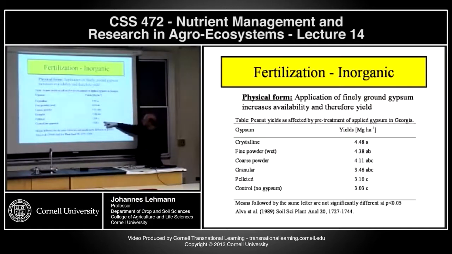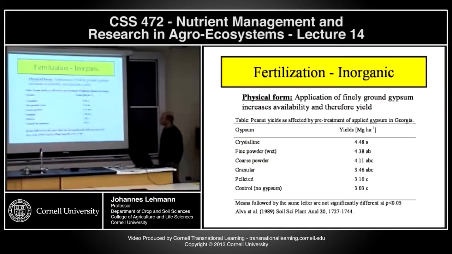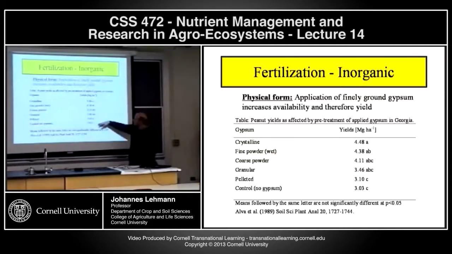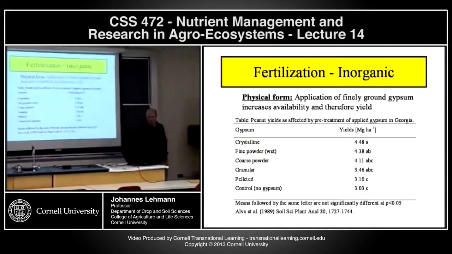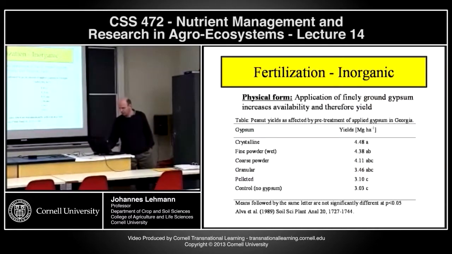And you can see just by doing that, just by making it finer, we probably increase the solubility, and we quite substantially increase the yields of peanut in this case. So just by grinding it finer, we did probably quite well improving the availability of the gypsum.